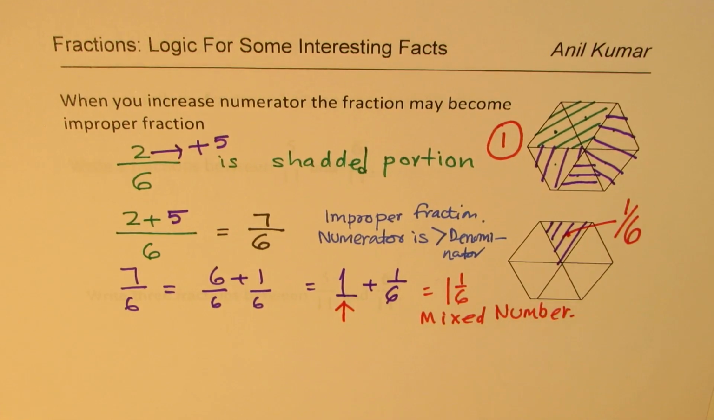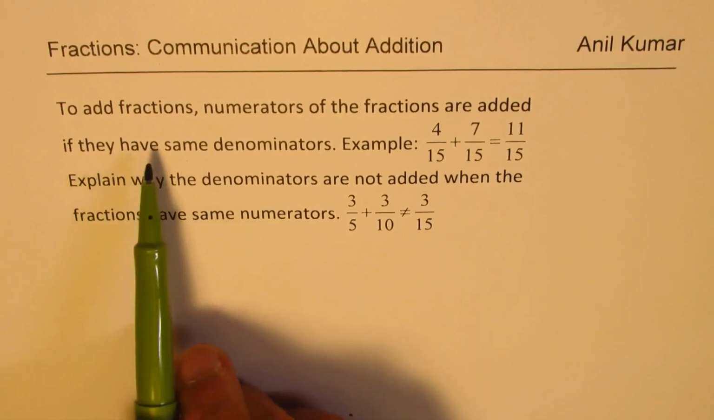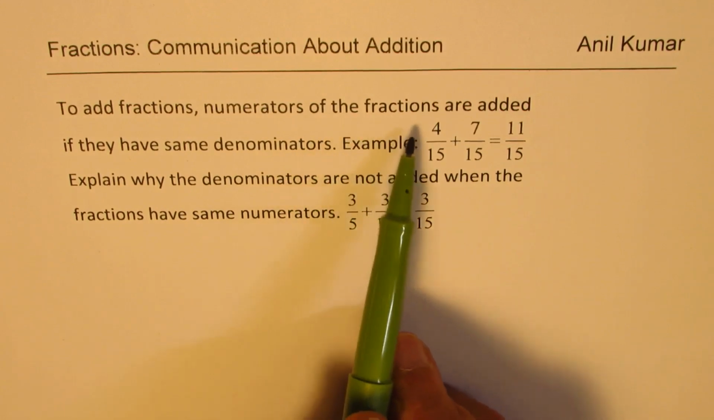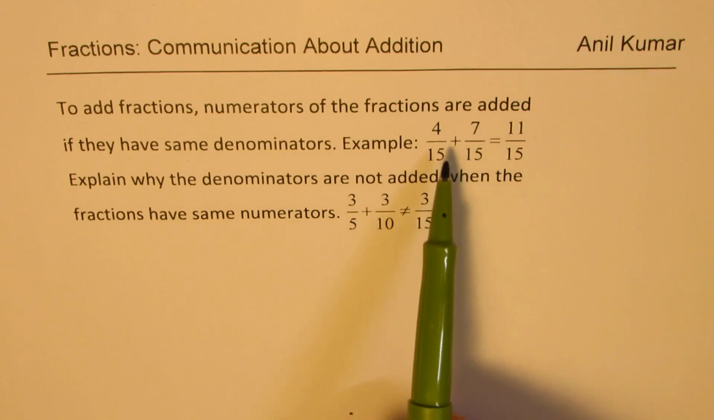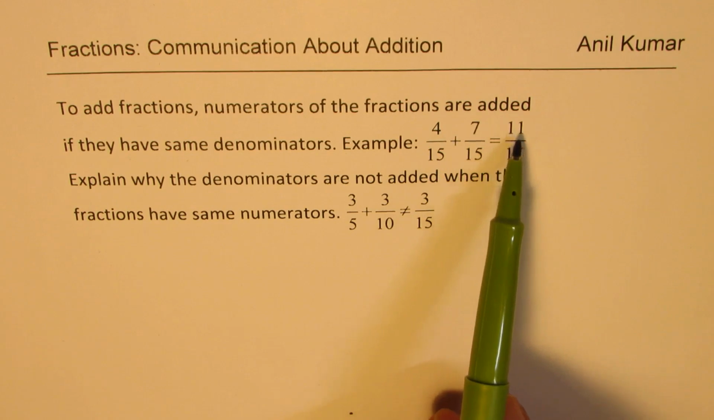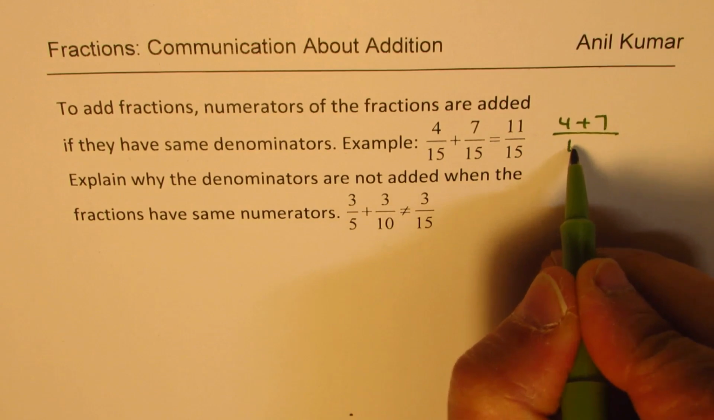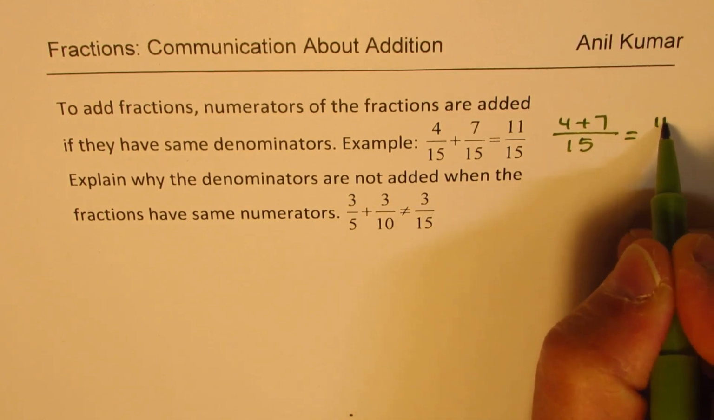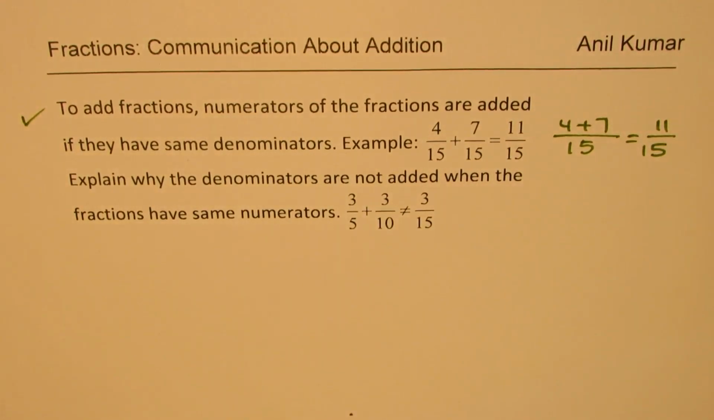Okay? Fine. So now, let's take the next part of our amazing facts about fractions. To add fractions, numerators of the fractions are added if they have the same denominator. For example, 4 over 15 plus 7 over 15: you add 4 and 7, you get 11, right? The denominator remains as 15 and you get your result as 11 over 15, correct? So that is how we add fractions. We need to have the same denominator to add fractions.